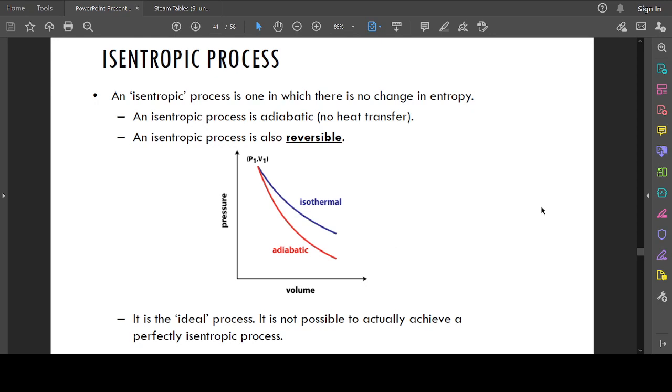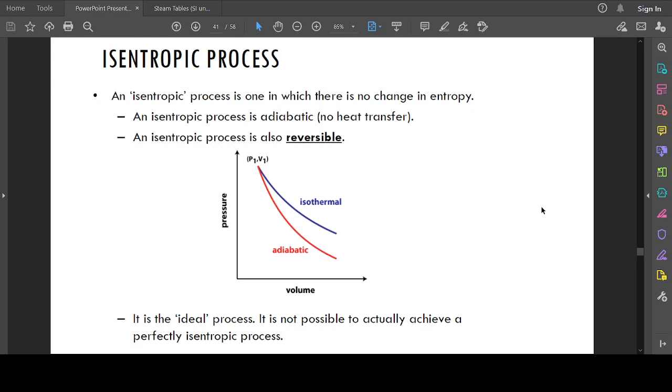Okay. So an isentropic process is one in which there are no changes in the entropy. This is a very important one, and we'll be using it quite a lot in our calculations. An isentropic process is also an adiabatic process, which means no heat transfer; heat is not added or removed. An isentropic process is also reversible.